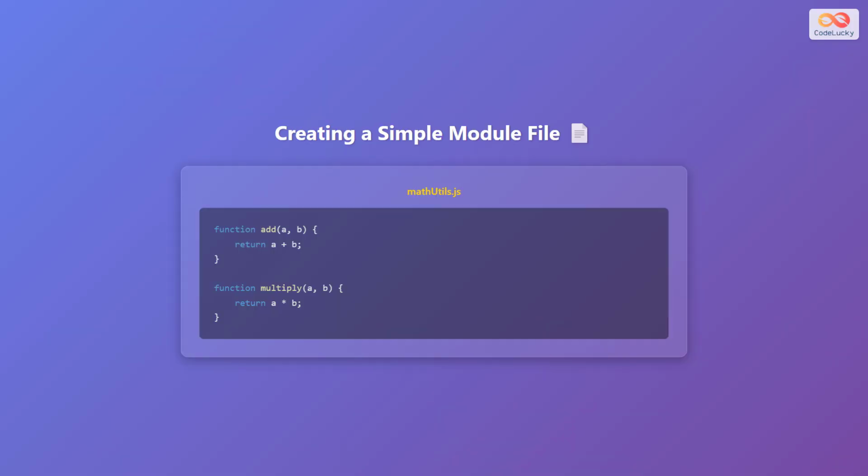Let's start by creating a simple module file. We'll name this file mathutils.js. Inside this file, we'll define a couple of basic math functions: add and multiply. These functions will take two arguments, a and b, and perform the respective mathematical operations.